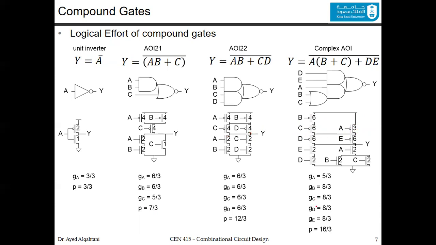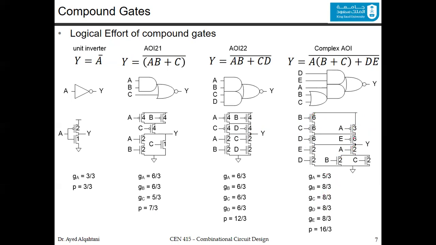So now looking at the logical effort, for the A, it's 2 and 3, so it's 5/3. For the other inputs, like B, you have 2 and 6, so it's 8/3. And you can check the other inputs, they are going to be the same.